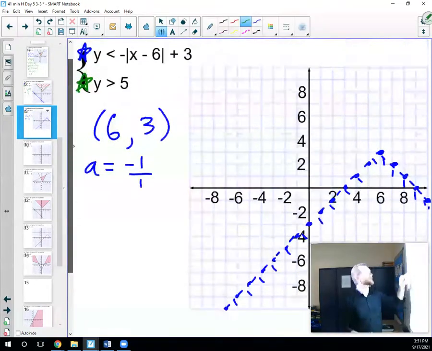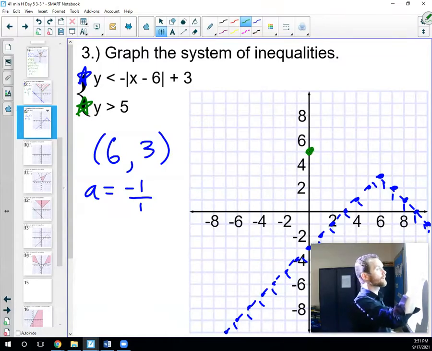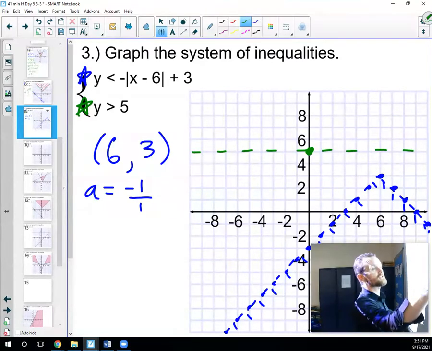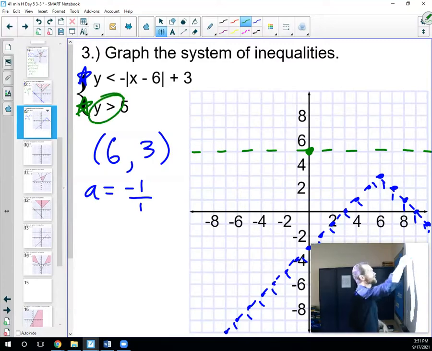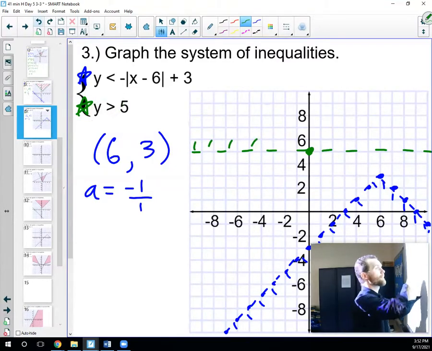Now let's take a look at the green, which is, oh, this one's not too bad. It's just y is greater than 5. Since there's only one variable, a y, on the y-axis, we go to 5. And then we cut across that, so it's going to be a horizontal line that is dotted, since it's not or equal to. For the shading, it says y is greater than. Since y is bigger, we shade above.